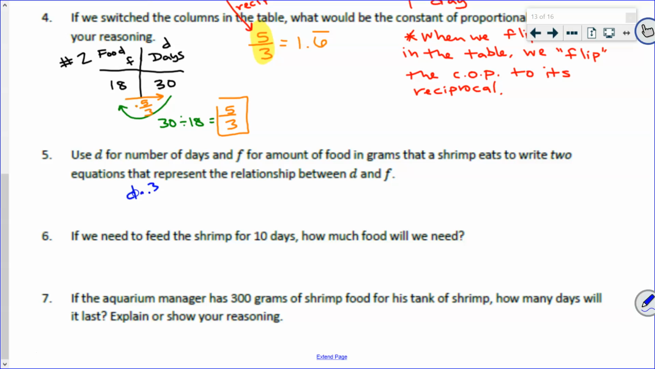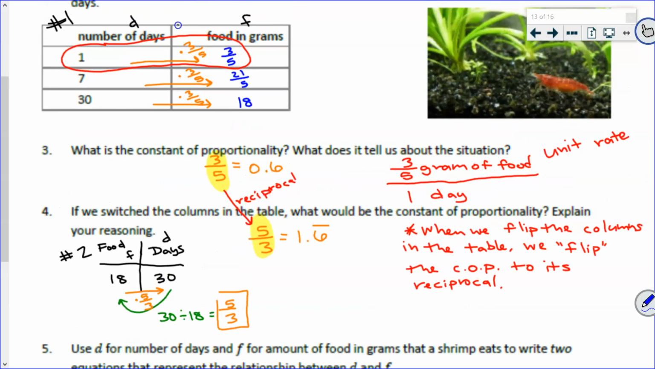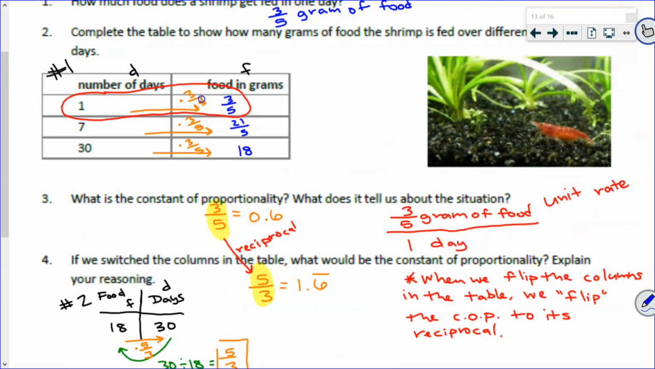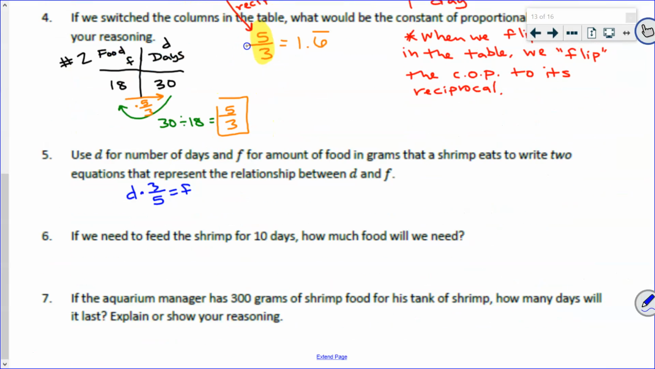You got it. That's perfect. Completely perfect. Because as I'm going forward in this table, I'm starting with D. I'm going forward, multiplying by 3/5, and I end up in the F column. So make sure you're watching this. If you wanted to, could you write it like this? F equals 3/5 D.